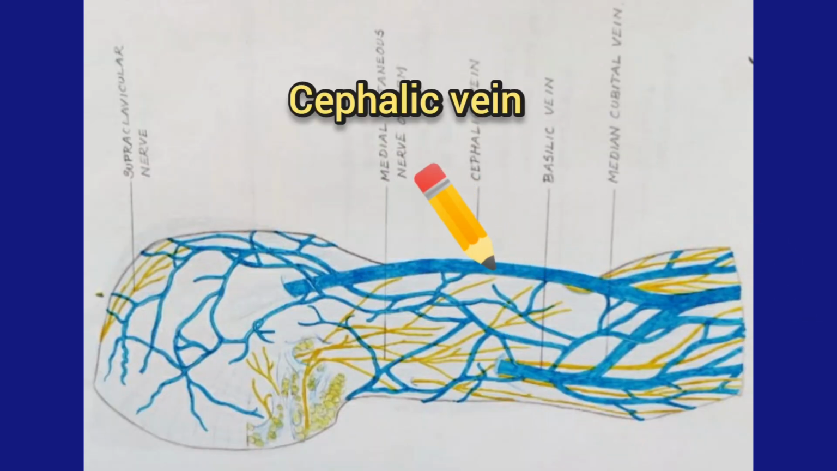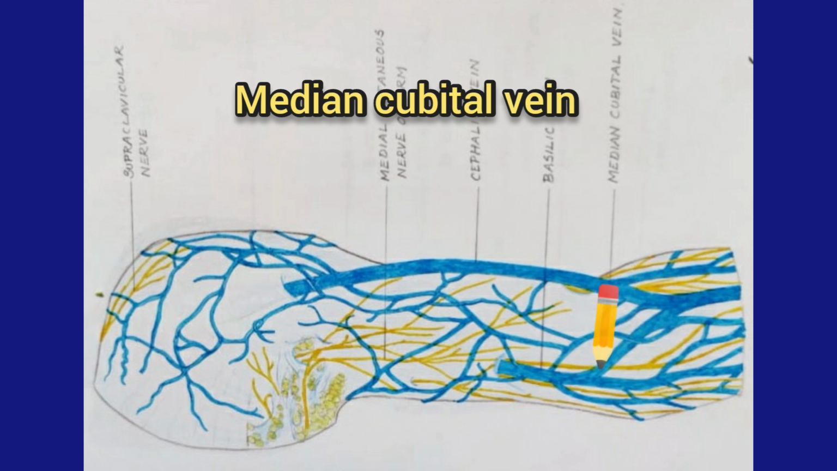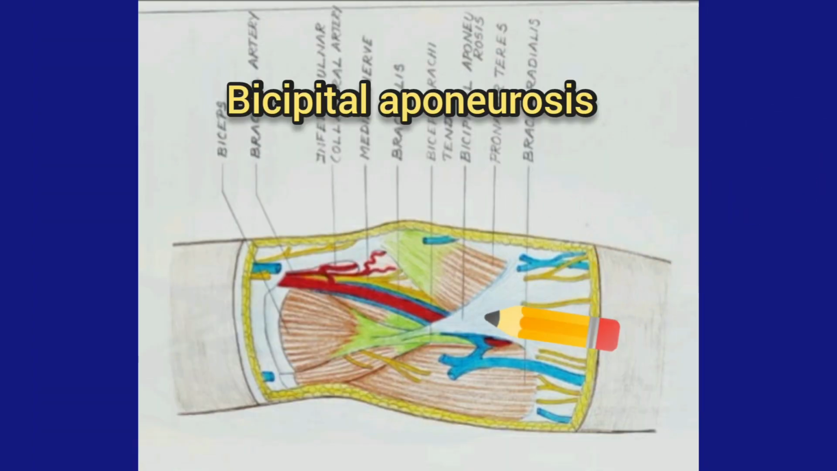This is cephalic vein, this one is basilic vein, here the median cubital vein, this one is bicipital aponeurosis.